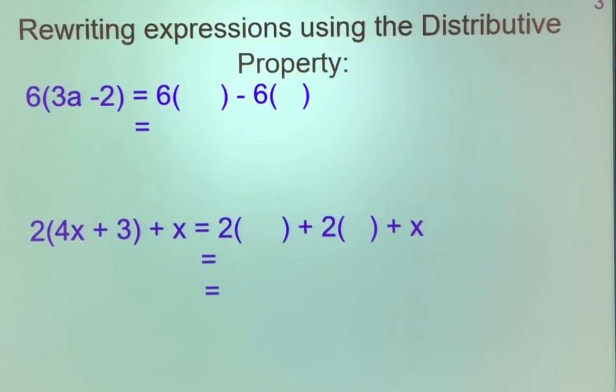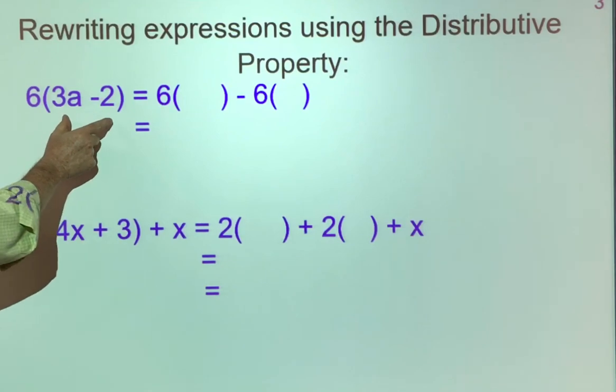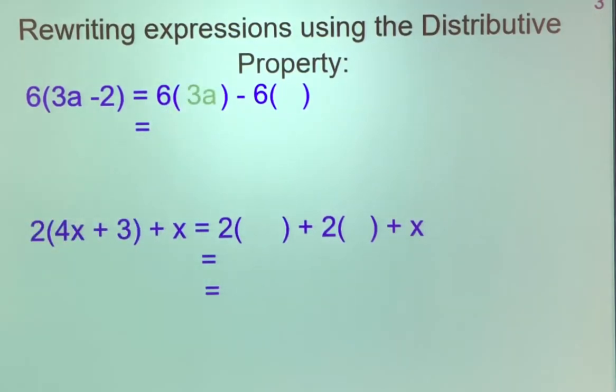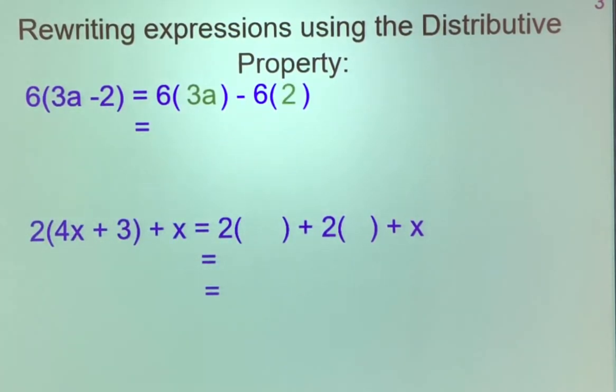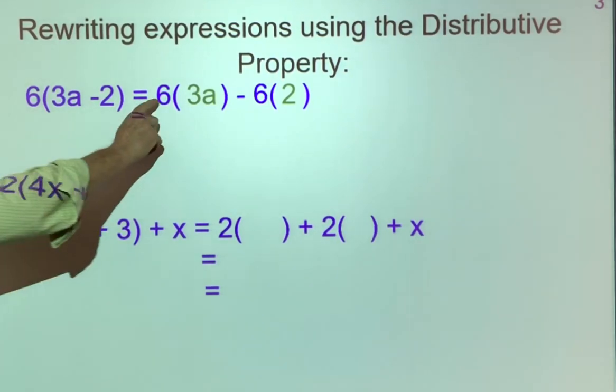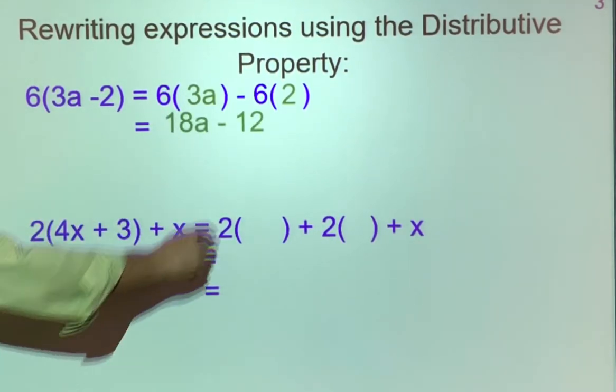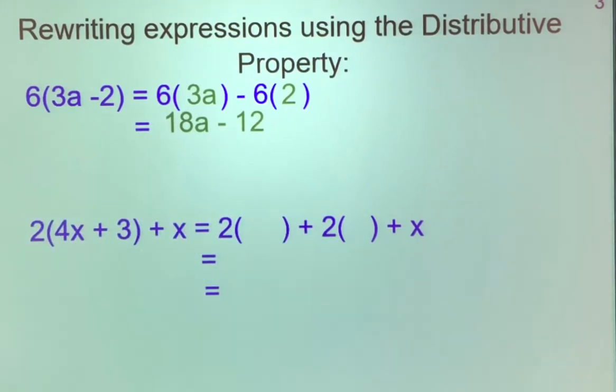Here's where we really are going to use this in our algebra and pre-algebra, in rewriting expressions. So let's take a look at this first expression. It says 6 times the difference of 3a minus 2. Well, I can distribute that 6 across both of the terms inside the parentheses. So we would have 6 times 3a minus 6 times 2. Okay, so we can go ahead and do that multiplication. Well, 6 times 3 is 18, so we have 18a. 6 times 2 is 12, so we have minus 12. So we have 18a minus 12.